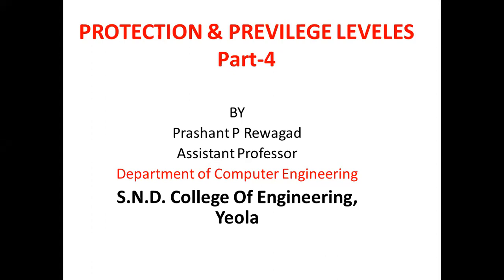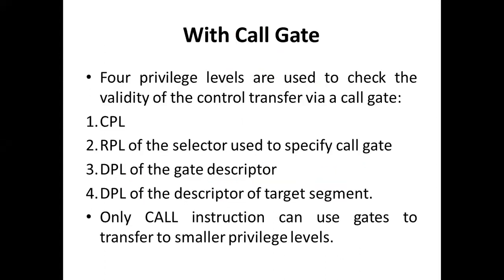Hello friends, today we are discussing protection and privilege levels for the subject microprocessor, part 4, with the call gates. In previous lectures we saw how the call gates work and how they access the control and all these things.